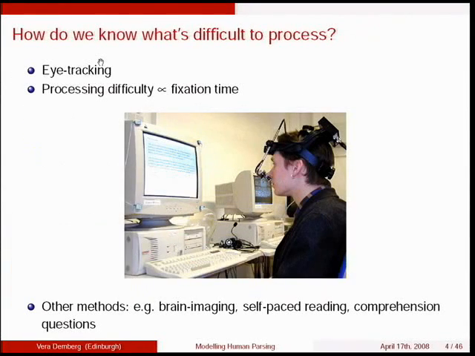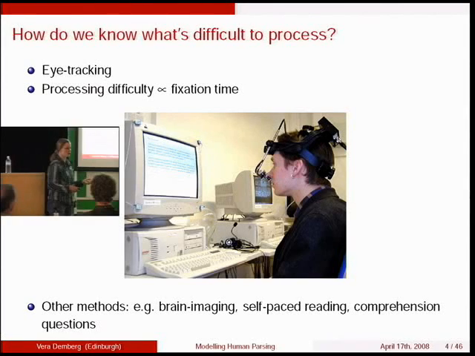And then the obvious question is, of course, how do we know what's difficult in the first place? The way that I'm finding out about this is using eye-tracking. And the idea there is that processing difficulty is essentially proportional to the fixation time. So if somebody looks at a word for a very long time or goes back and reads parts of a sentence again, that's probably where they have some difficulty. And if across several subjects everybody has longer reading times on a particular part of the sentence, then that's where we say here's some processing difficulty.